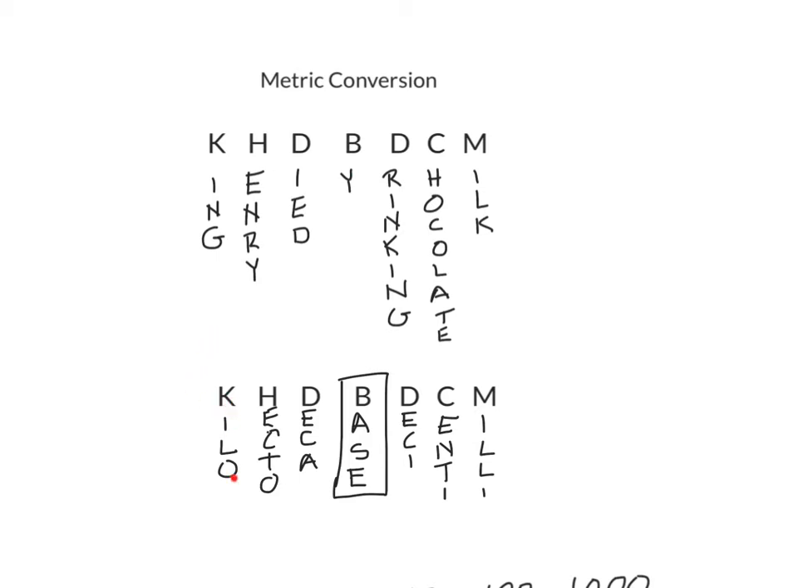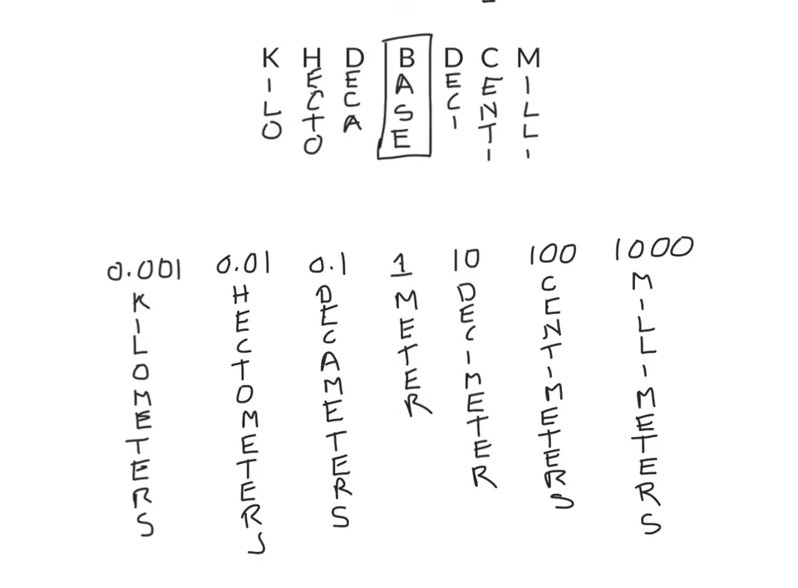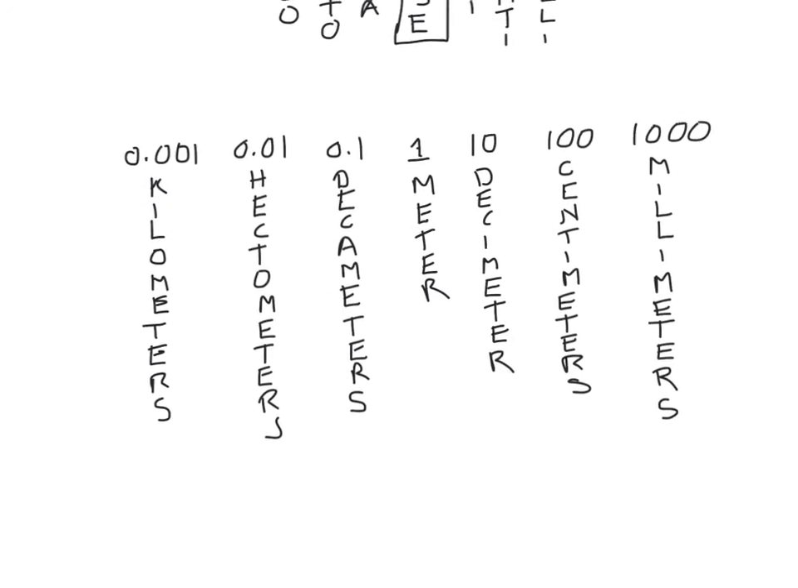K stands for kilo, H stands for hecto, D stands for deca, B stands for base. That's the base unit, like a meter would be the base unit. D stands for deci, C stands for centi, and M stands for milli. So if we were to look at that in terms of meters, you can use that for liters, meters, lots of different units. But if we're looking at meters, we start off with our base unit, which is 1 meter.